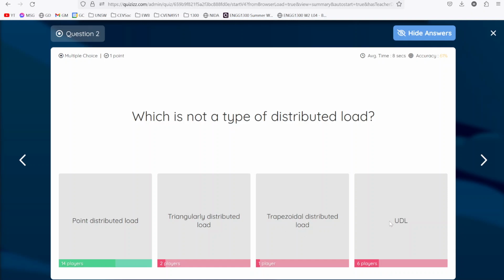And then UDL, I've mentioned it in the previous workshops, stands for uniformly distributed load. I've seen, maybe not in this course, but in future courses, they might just refer to it as a UDL. So it's a pretty common term. Bless you.